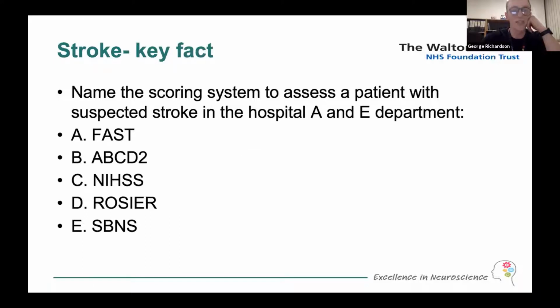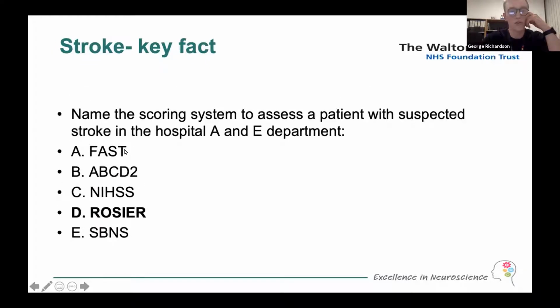So the scoring system that's used specifically in A&E to try and differentiate suspected stroke. So this would be the Rosier score. The FAST score is one that obviously everyone's pretty aware of, even the general public are quite aware of it, and I think it's got relatively good PPV, so positive predictive value.